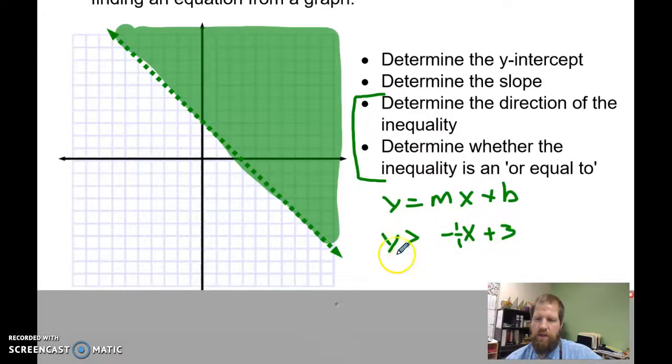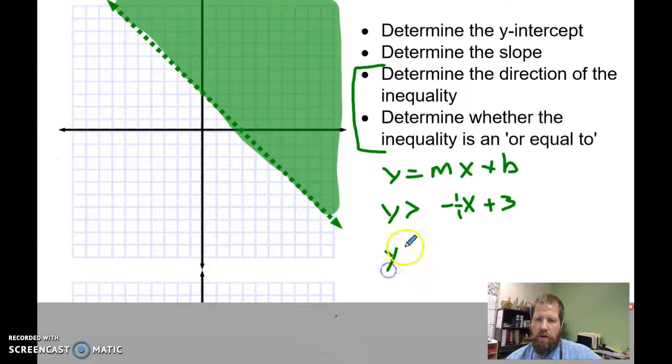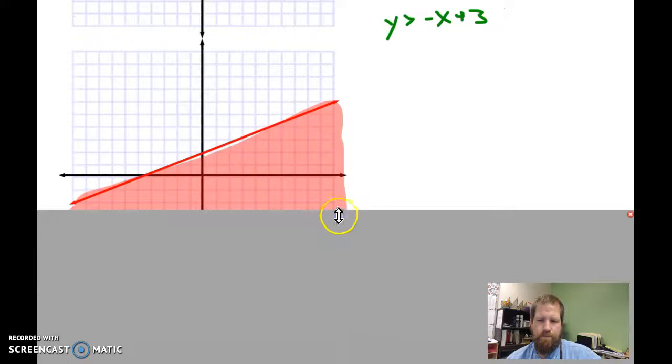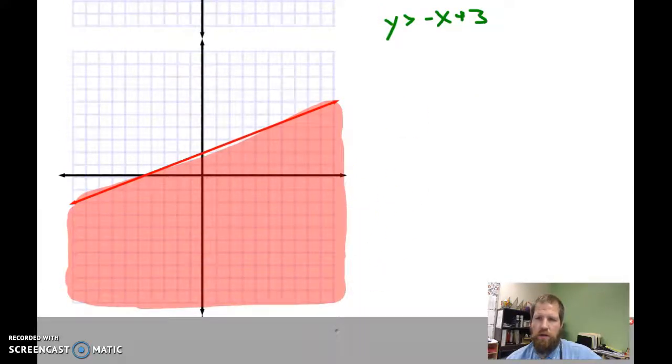So at this point, I'm done. I have y is greater than negative x plus 3. That's my inequality. All right, let's do another one. Okay, so go to red. Starting off, we look at our y-intercept. So I can bring my y, my x, and I'm in positive territory, so that's going to be plus, come up, and 2. So y equals some slope x plus 2.